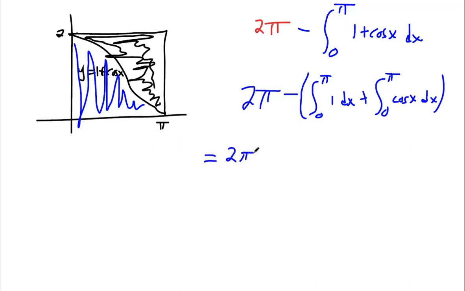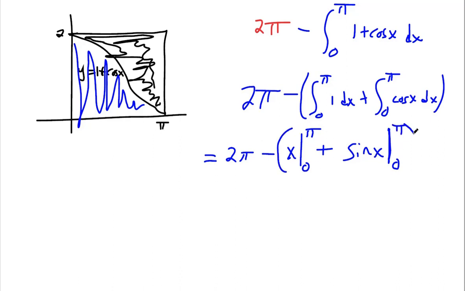So that's 2 pi subtracted by this antiderivative of 1 is just x, and then the limits of integration are 0 to pi, right? Because the derivative of x would make 1. And then the antiderivative of cosine of x is just sine of x. And then the limits of integration, a straight line like this, okay, 0 to pi.